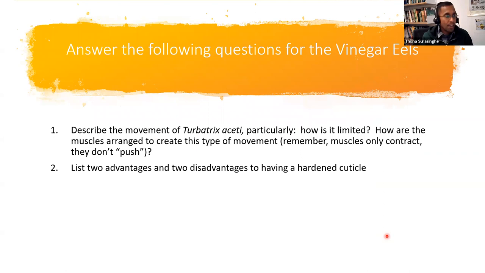Describe the movements of Turbatrix aceti, which is the scientific name for the vinegar worm, right? How are the muscles arranged to create this type of movement? Now, if you remember what I mentioned at the very beginning of the lecture, in the video you will see too, the vinegar eels move in a kind of pulsating movement. They wiggle around, right? It's not swimming, it's not crawling. They wiggle around here and there. Can you guess why they are wiggling around? Why are they not moving like an inchworm?